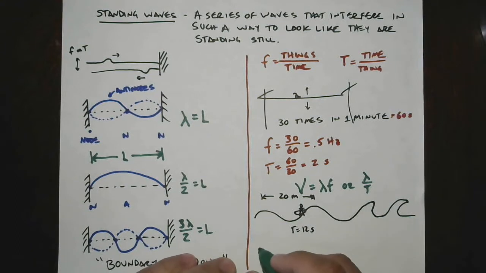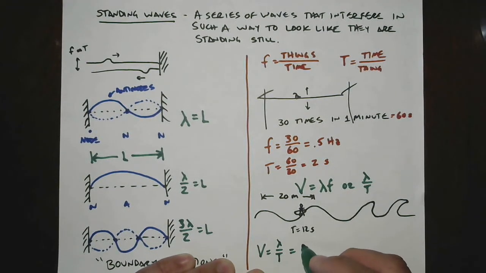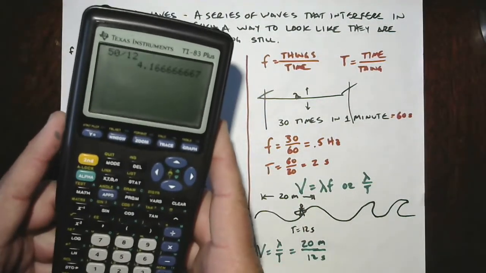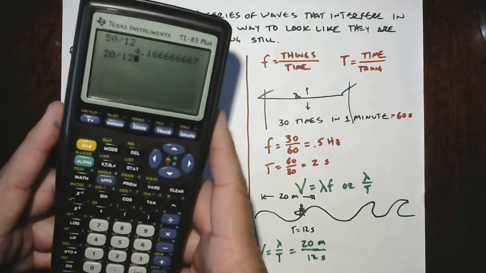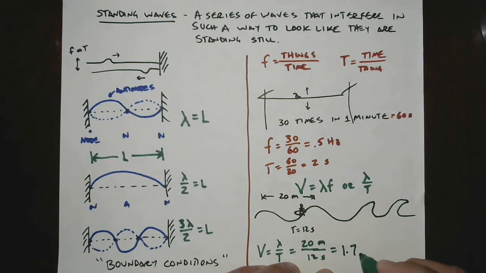Well, we can use the wave equation. V equals lambda f, or lambda over T. In this case, because we know T, let's go lambda over T. And that's going to be a wavelength of 20 meters divided by a period of 12 seconds. And if I was smart, I would have made that 10 seconds, because now I need to use a calculator. 20 meters divided by 12 seconds equals 1.666. So 1.7, let's say. So those waves are going about 1.7 meters per second.